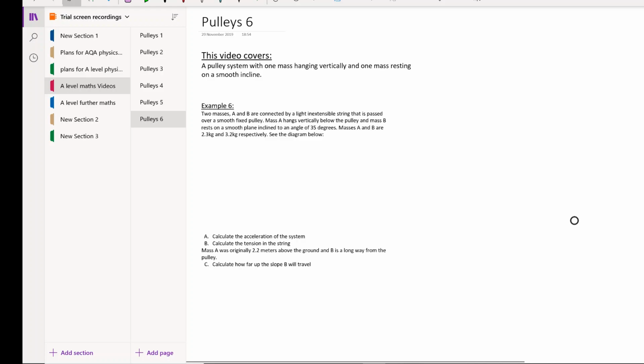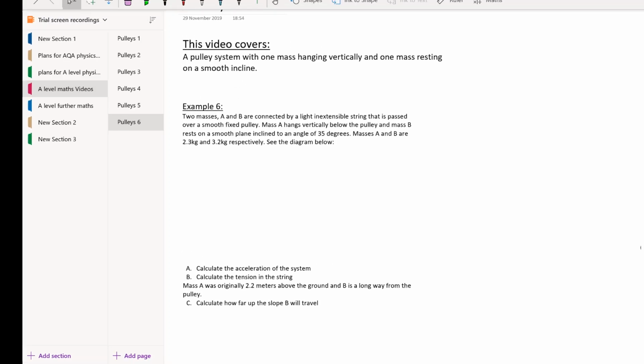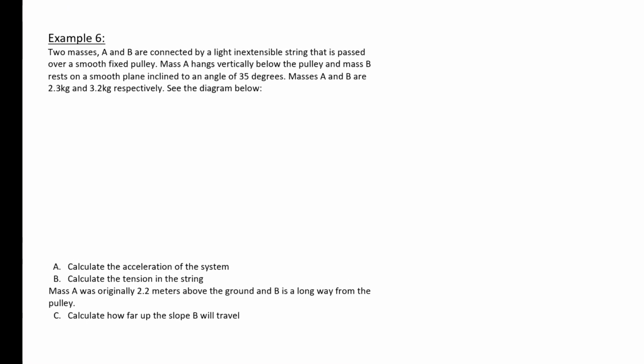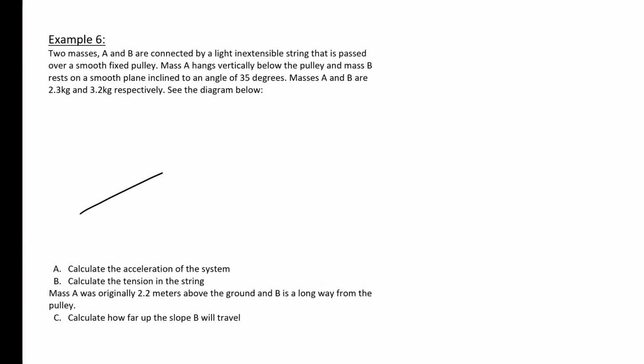So example 6: two masses A and B are connected by a light inextensible string that is passed over a smooth fixed pulley. Mass A hangs vertically below the pulley and mass B rests on a smooth plane inclined to an angle of 35 degrees. We'll just draw out that much so far. So there's an incline of 35 degrees, and that will always be to the horizontal.